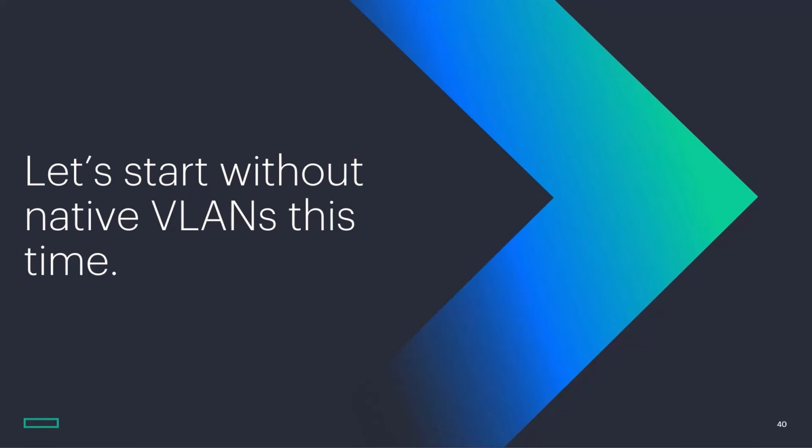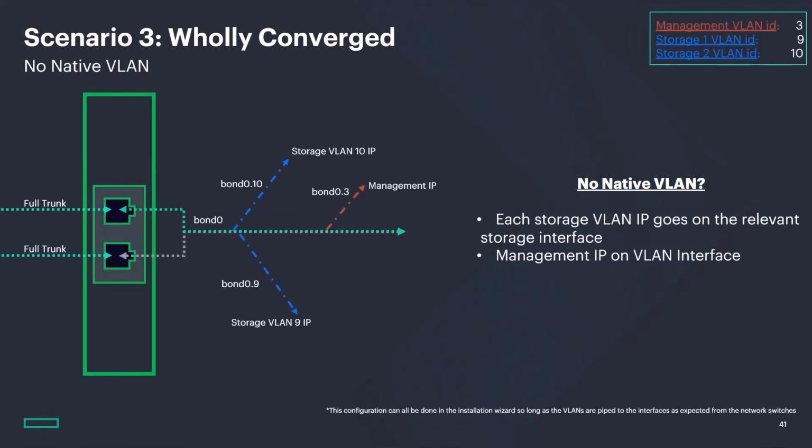We'll start without native VLANs this time, because why not? Once again, we have bond 0 for our 2 interfaces. What we do then is create a VLAN interface for management and each storage network. We can then IP those interfaces as necessary. And once again, this can all be done during the installation process.